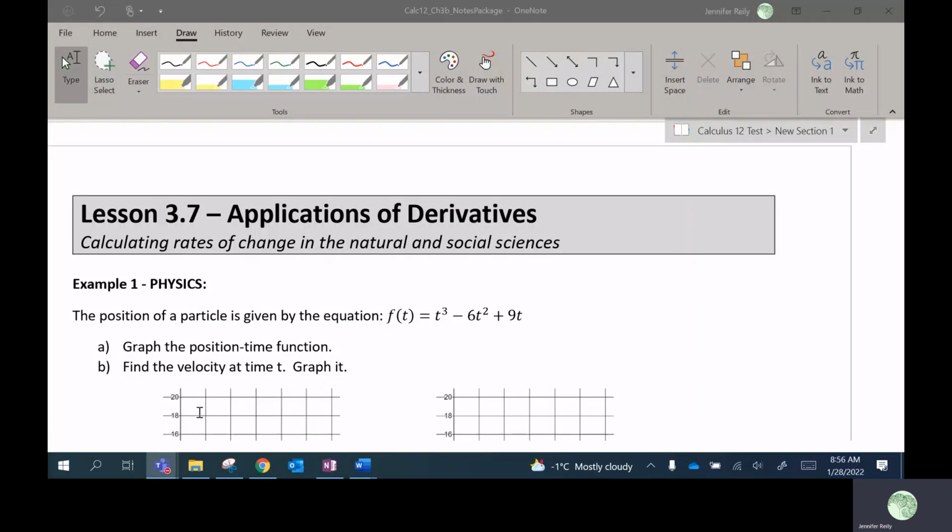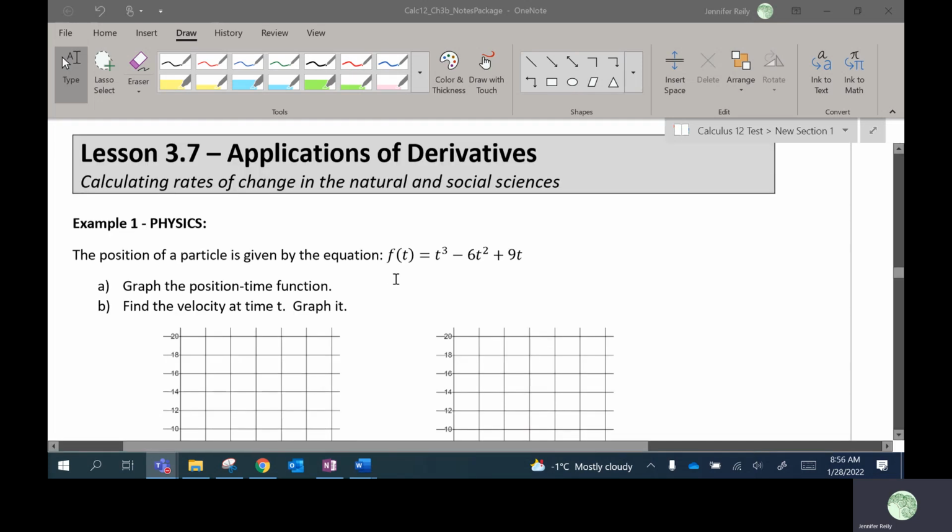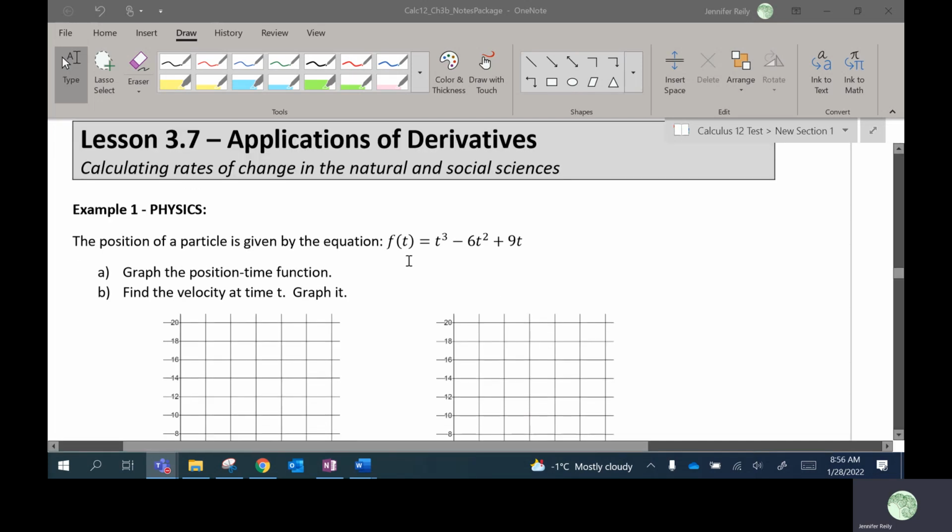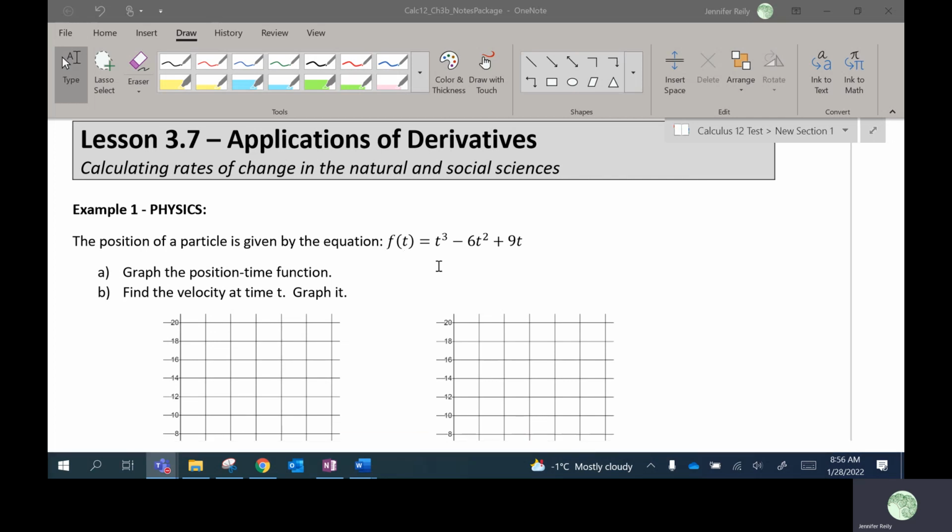Okay, this is lesson 3.7. Today we're looking at applications of derivatives. So we're going to be focusing on the natural and social sciences, and we're going to start with physics. A really typical application of derivatives is looking at the position, the velocity, and the acceleration of an object.